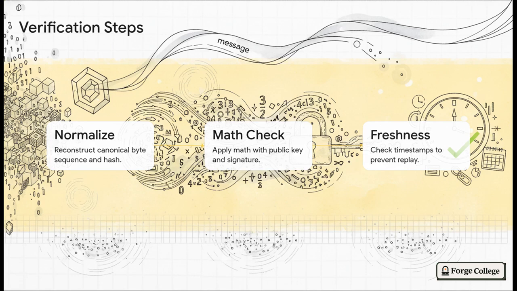First, we check the raw bytes. Second, we evaluate the complex cryptography. And third, we do a final check on the timing. Each step is specifically designed to catch a totally different flavor of disaster.